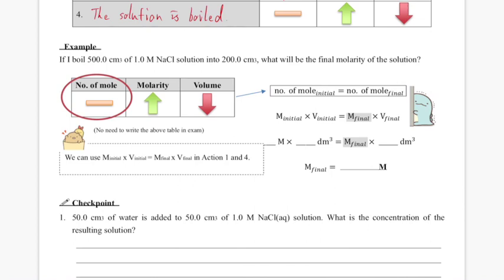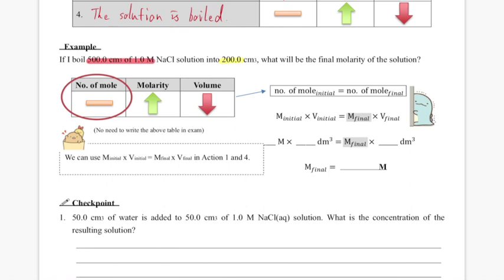So here, if I boil 500 cm cube of 1 molar sodium chloride solution and change it into 200 cm cube, originally we got 500 cm cube of 1 molar, but then we boil it, so the volume changes to 200 cm cube. So what will be the final molarity of the solution?